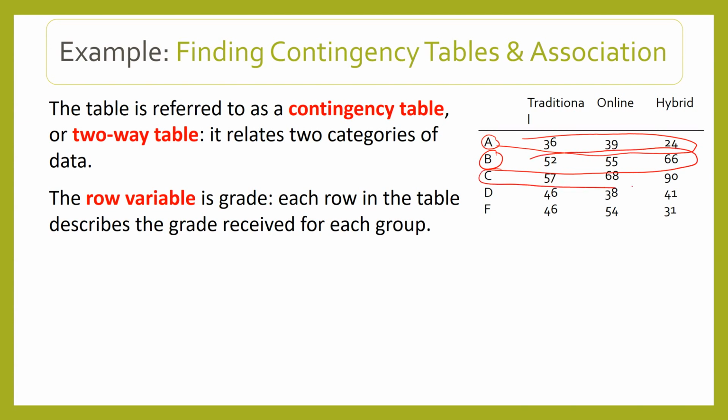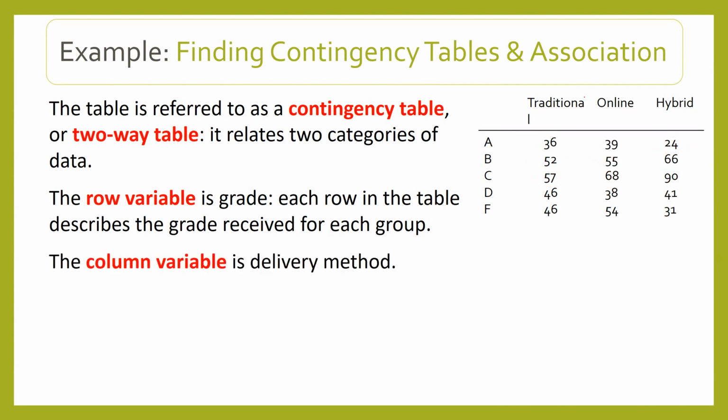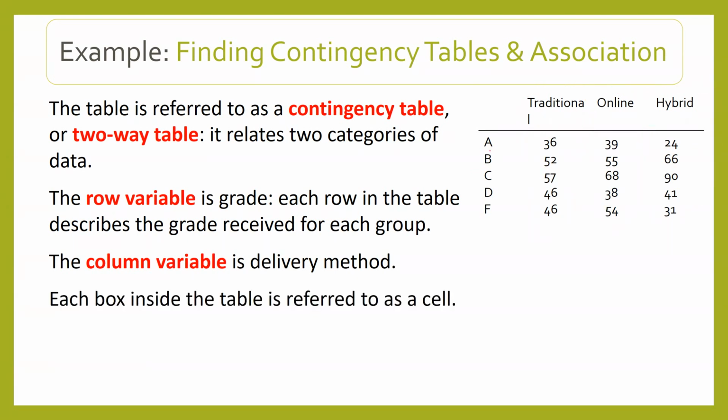How many people get C in all the methods? That is the row variable. The column variable is the delivery method: traditional, online, and hybrid. All right. Each box inside this table is referred to as a cell. So everything here is a cell. Each of these is called a cell.